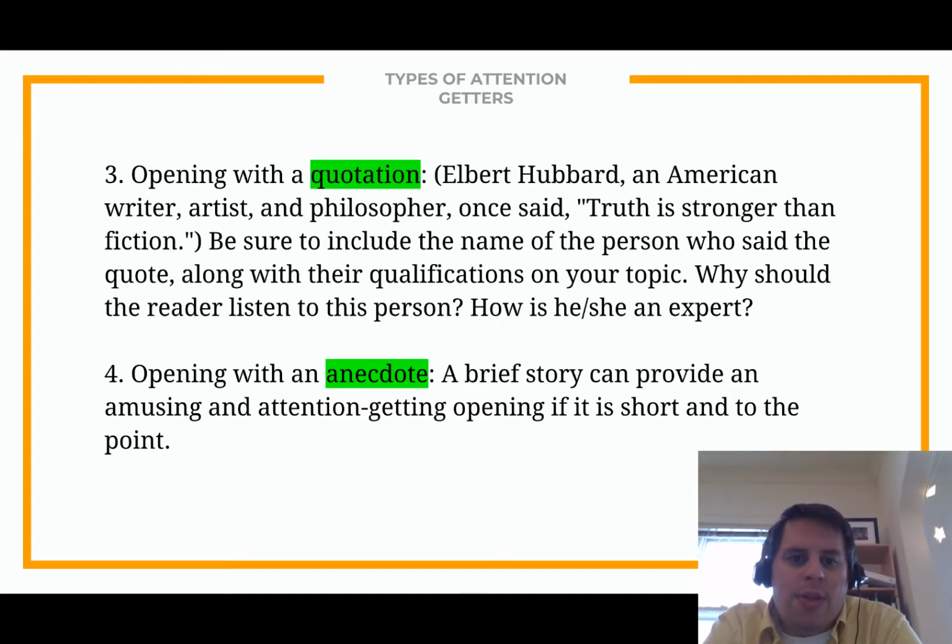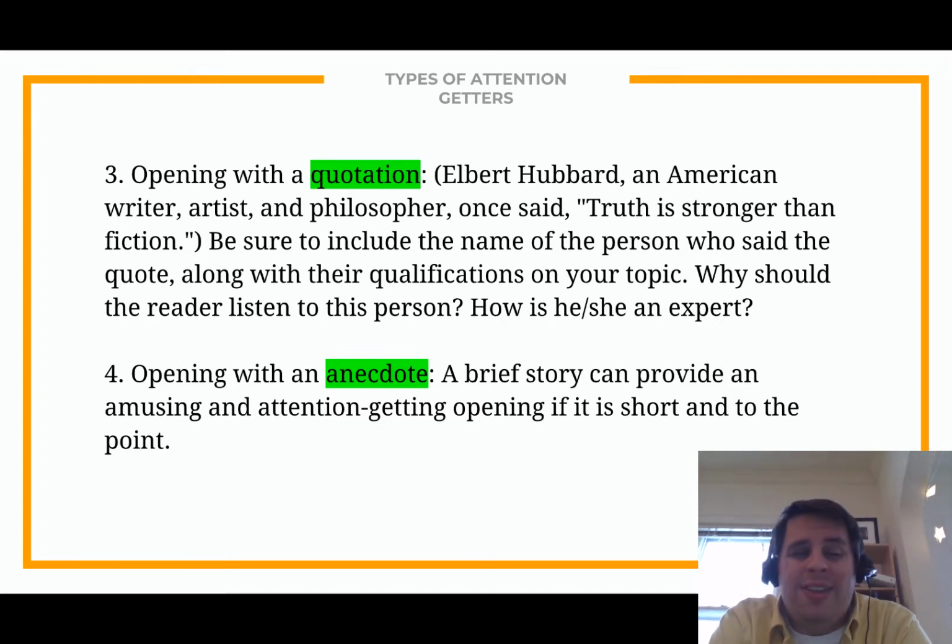And so you could think about that. Maybe there's a quotation you could use from someone who's well known, from someone you know. Be sure to include the name of the person who said whatever quote you're using, and also maybe why they would be a good person to quote for your particular essay. Why should the reader listen to this person? Why is this person an expert? Why are you including this person at the beginning of your essay for an attention getter? So you might deal with that in a couple sentences.